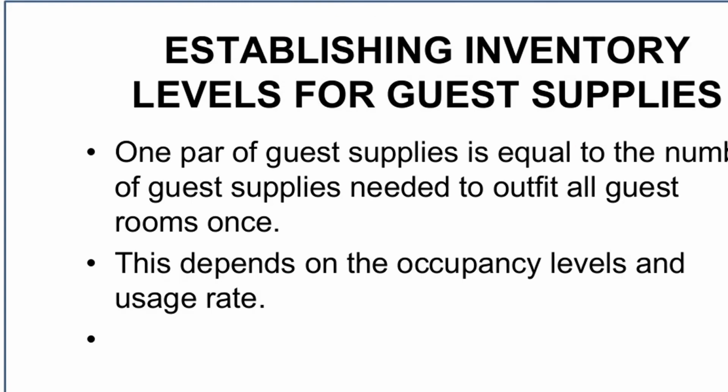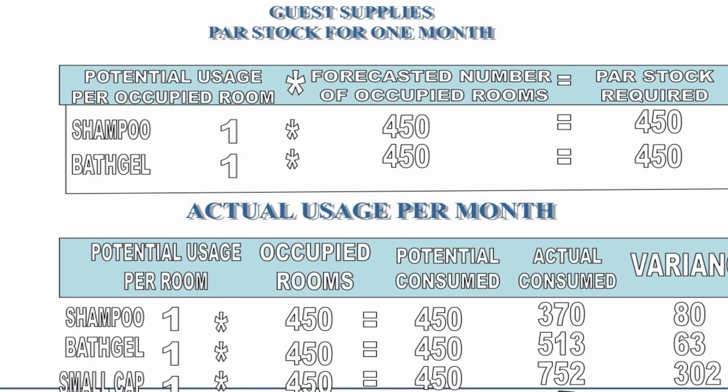Establishing inventory levels for guest supplies. One par of guest supplies is equal to the number of guest supplies needed to outfit all guest rooms once. This depends on the occupancy levels and usage rate. Guest supplies par stock for one month: potential usage per occupied room multiplied by forecasted number of occupied rooms is equal to par stock required.